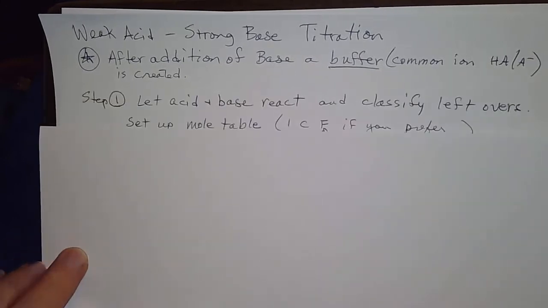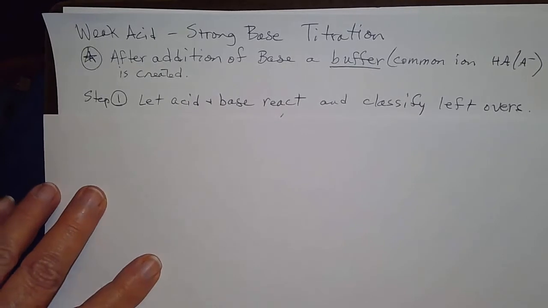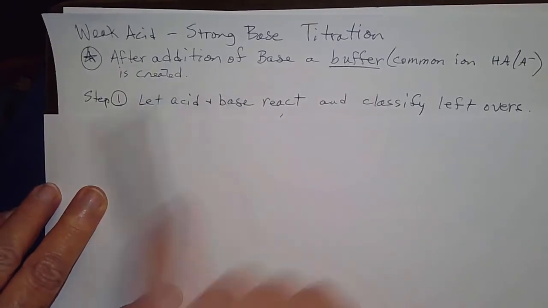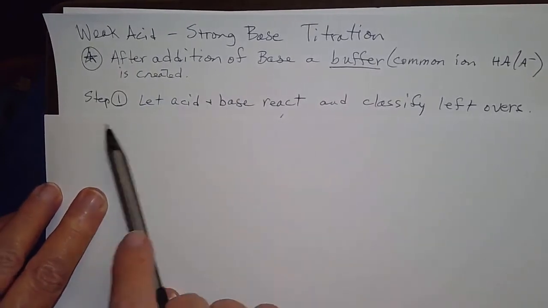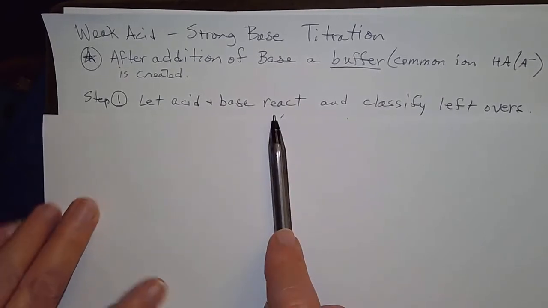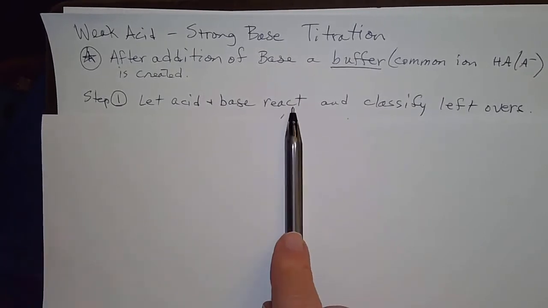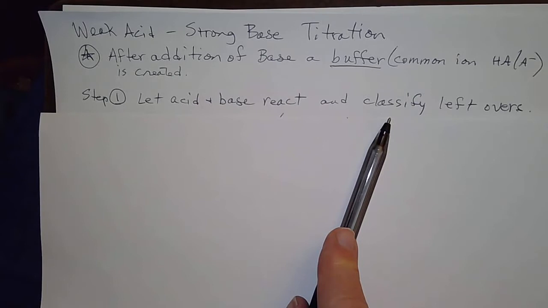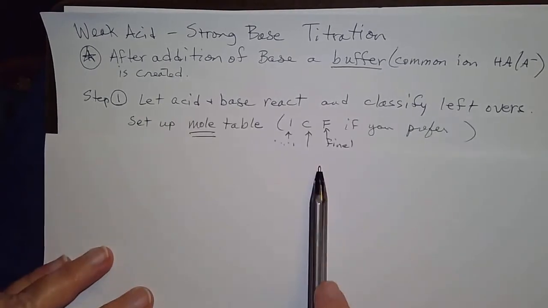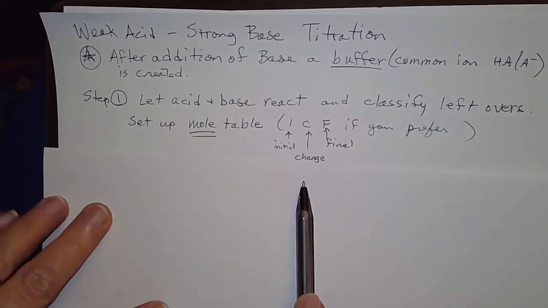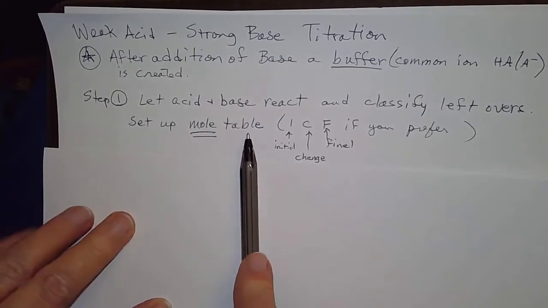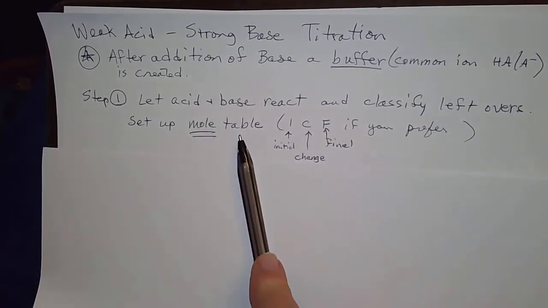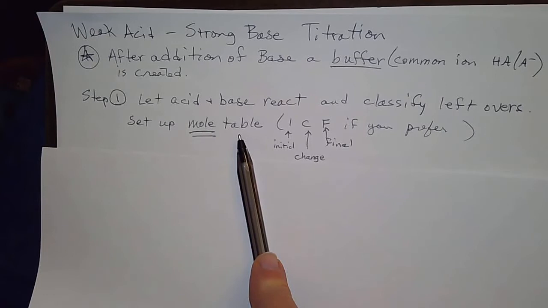Okay. So what we have to do first on any problem, this is weak acid, strong base, or any titration really, is you've got to let the acid and base react. So on our strong, we did this step. So let the acid and the base react and classify what's left in the beaker. I call them the leftovers. So to do this, you need to set up your mole table. So I expect to see a mole table. AP expects to see a mole table.